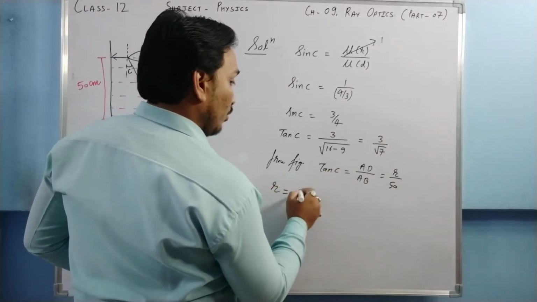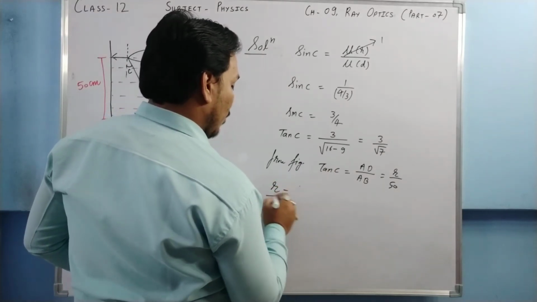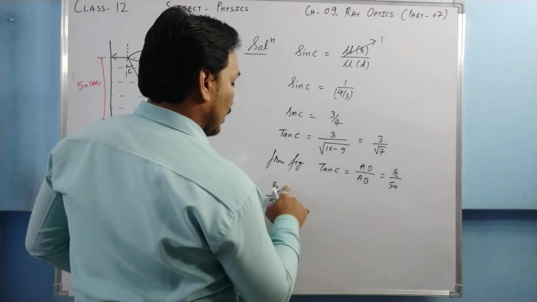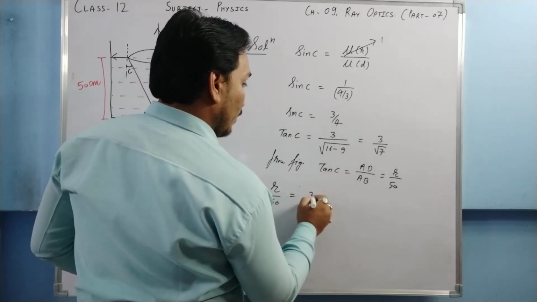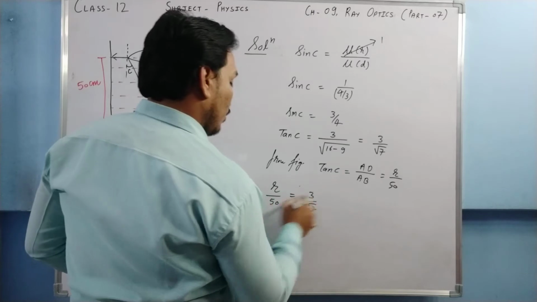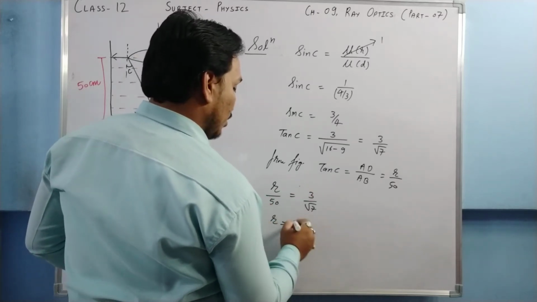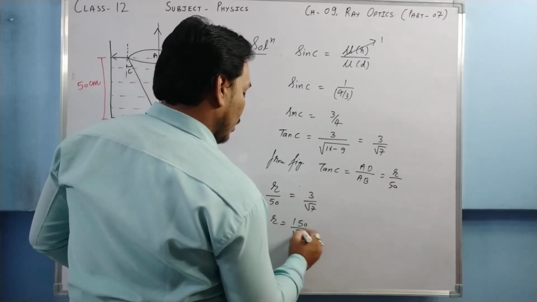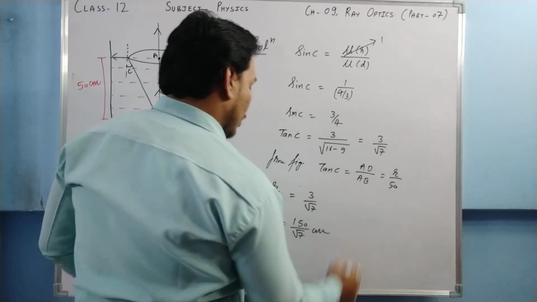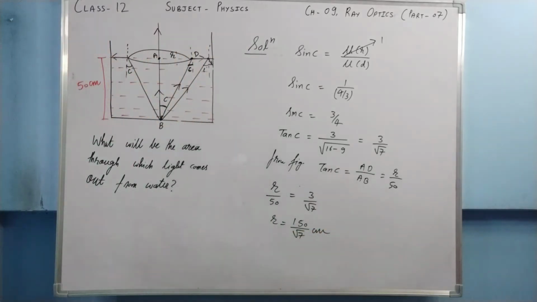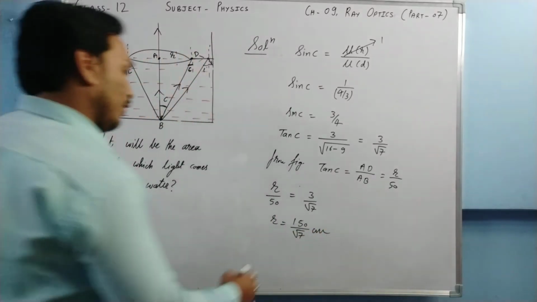So R upon 50 is going to be equal to 3 upon root 7. So 50 is transferred to that side, and it will be 150 upon root 7 centimeter. This is the value of R. And if R is known, I think area can be calculated very easily.